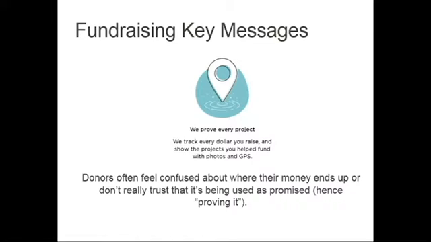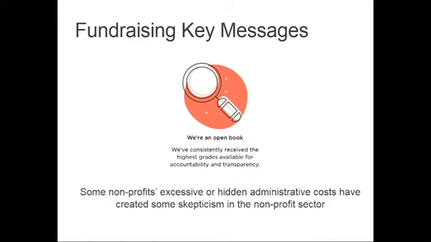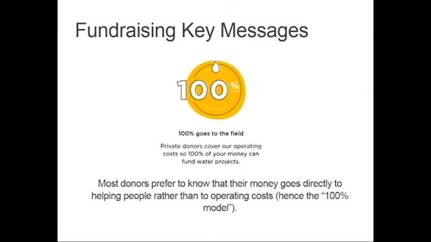And 100% goes to the field. As you might have run into in the fundraising world, people tend to want to donate to programs and not operating costs. So they've decided that they have a 100% model, which means that private donors cover operating costs, so that you as a donor, a public donor from a campaign, know that when you sign up, 100% of your money is going to a specific project that you just saw earlier. You have the GPS coordinates for.